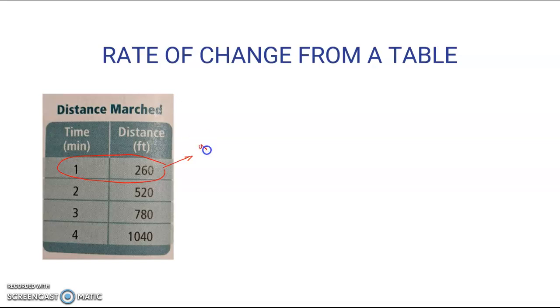So our unit rate is going to equal 260 feet, right? That's our y value. This would be our x. This would be our y. Think of these as ordered pairs if you want, right? 1 comma 260, 2 comma 520, as inputs and outputs. You saw this a little bit last year, but 260 feet over 1 minute.